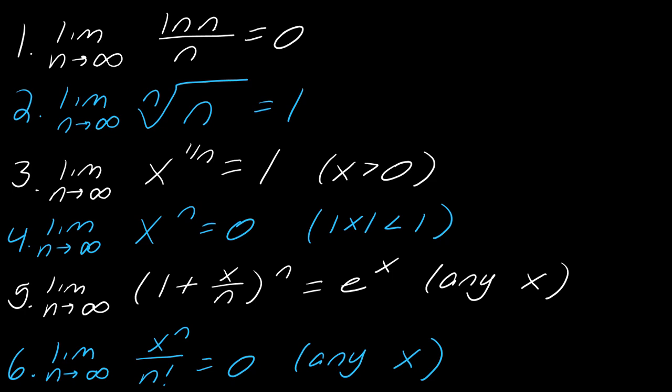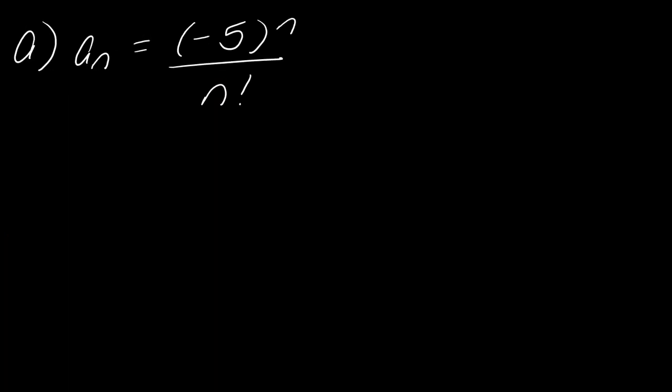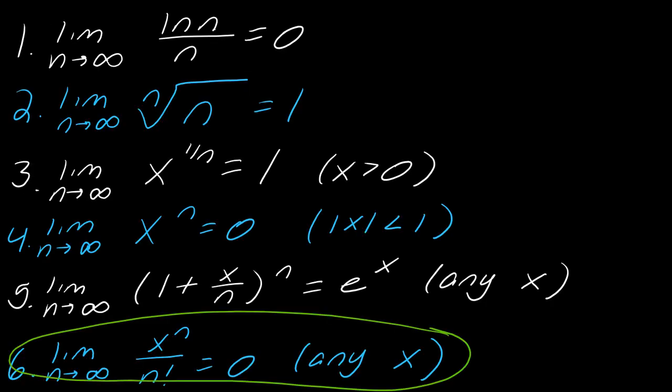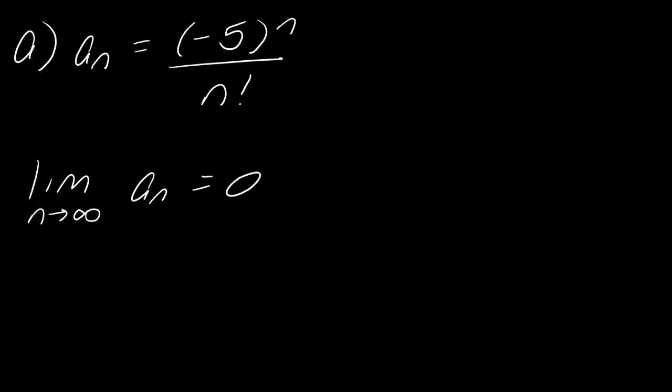Looking through this list that I have here, I can see that I have -5 to the n over n factorial. So that's going to correspond with this particular limit here because it's allowed to be any x. So this tells me right away what my limit should equal. It should just equal 0. So it fits the form of that, and I can jump right to saying that it's going to equal 0.